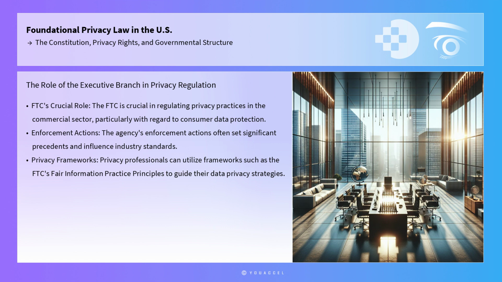The executive branch, through agencies like the Federal Trade Commission, enforces privacy laws and guidelines. The FTC's role is crucial in regulating privacy practices in the commercial sector, particularly with regard to consumer data protection. The agency's enforcement actions often set significant precedents and influence industry standards. Privacy professionals can utilize frameworks such as the FTC's Fair Information Practice Principles to guide their data privacy strategies. These principles, such as notice, choice, access, and security, provide a comprehensive approach to managing personal information, ensuring transparency and accountability in data handling practices.